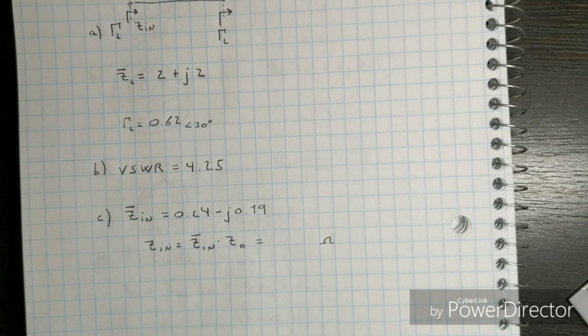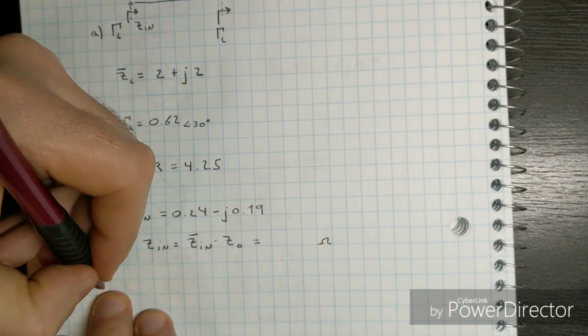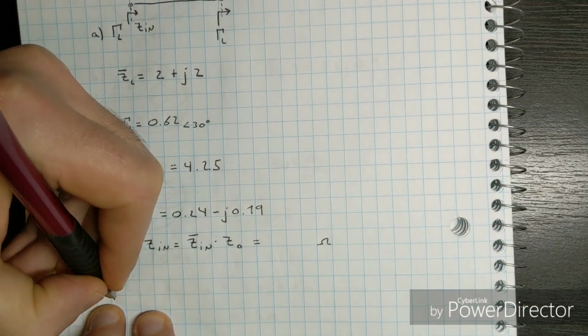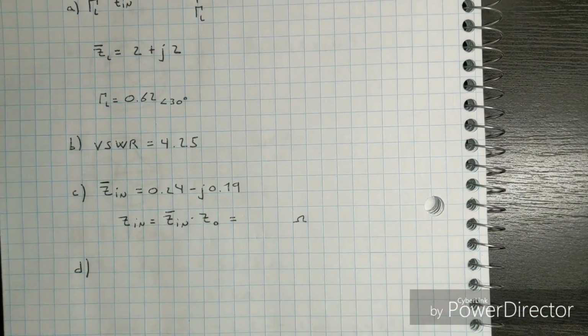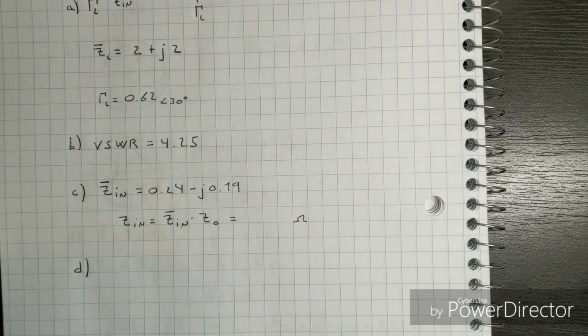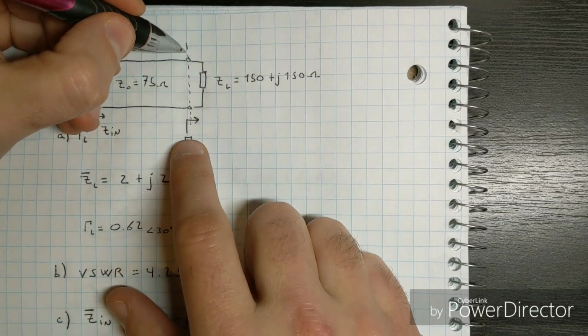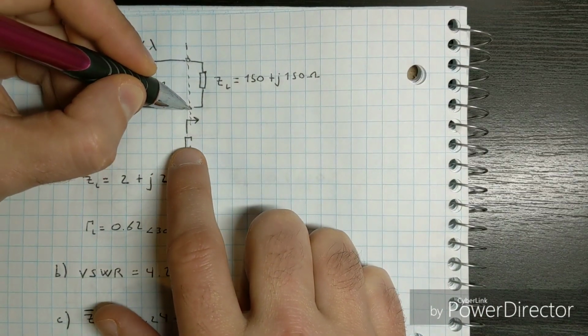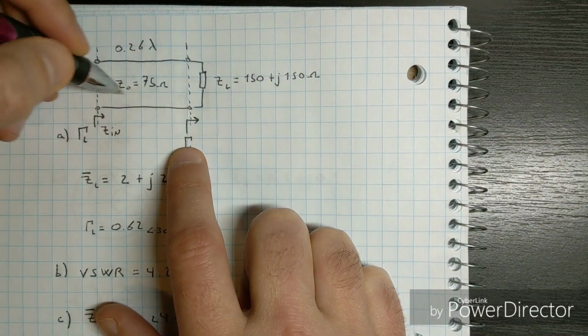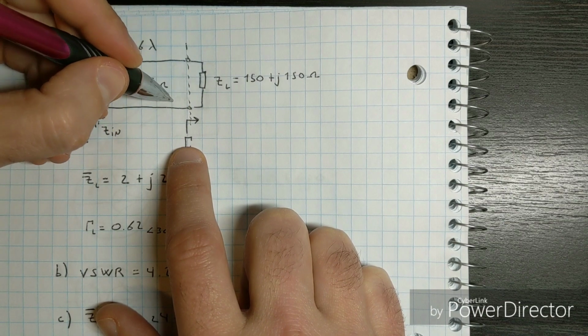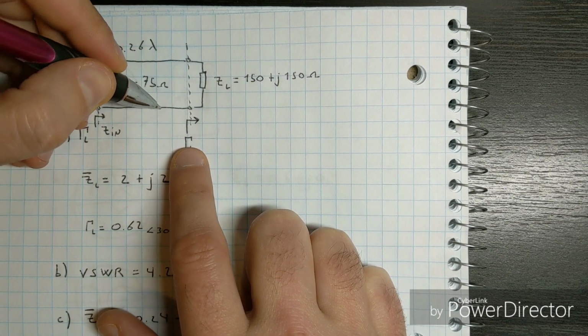All right, so now we're going for D. In part D, we are asked for the distance from the load plane to the first voltage maximum in wavelengths. So we have our load reference plane, and we're going to have a standing wave here on the transmission line, and we're going to have maximums of voltage and minimums. And we are asked for that maximum.